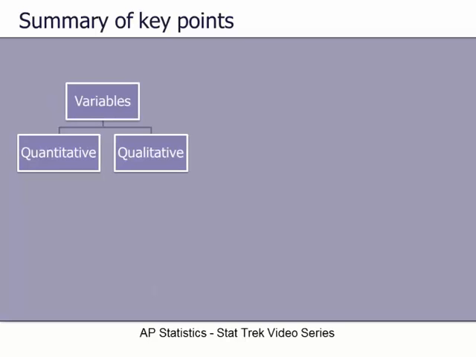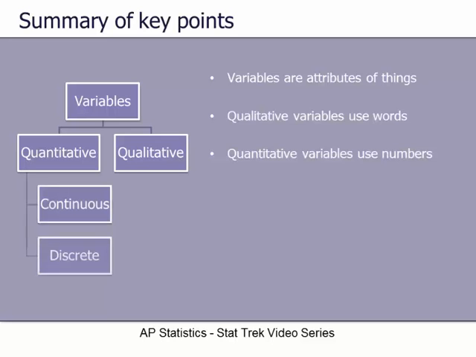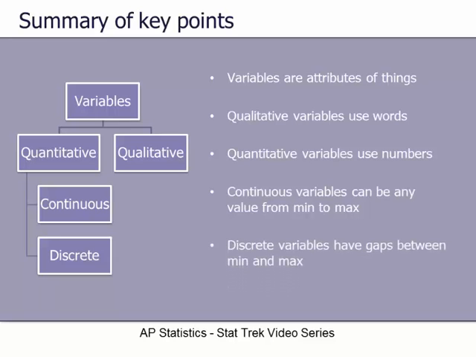Let's summarize. A variable is an attribute of a person or object. There are 2 kinds of variables, quantitative and qualitative. Qualitative variables use words. Quantitative variables use numbers. There are 2 types of quantitative variables, continuous and discrete. Continuous variables can have any value between their minimum and maximum. Discrete variables have gaps between the minimum and maximum. Variables that can only have integer values are examples of discrete variables.